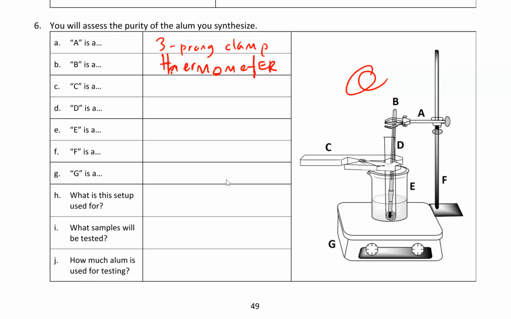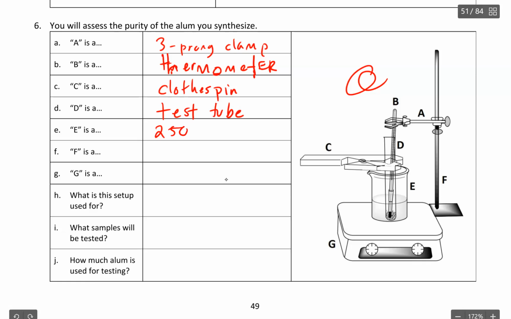You've got your alum in a test tube, and the test tube is supported with a clothespin, letter C. This just prevents your test tube, letter D, from bouncing around and being unstable. Just keeps everything upright. E is going to be a 250 milliliter beaker. F is a ring stand, and G is your hot plate.